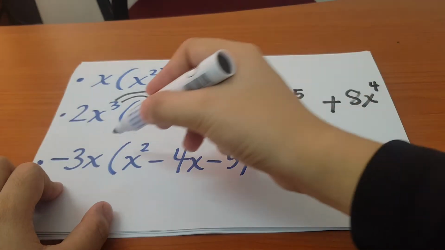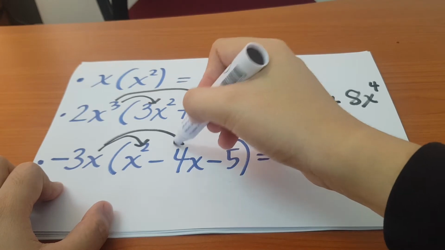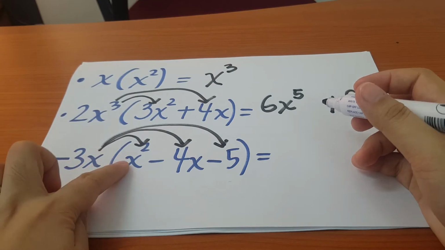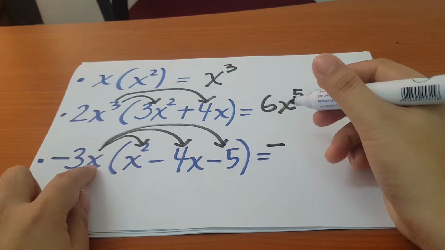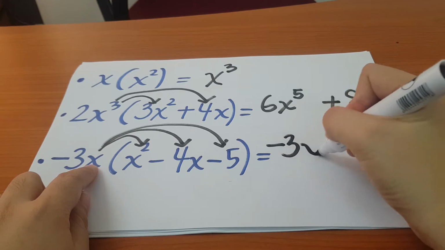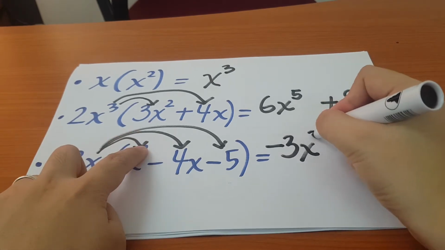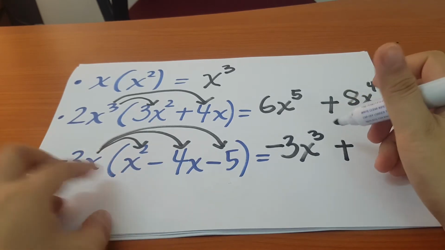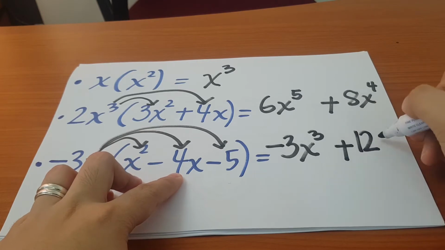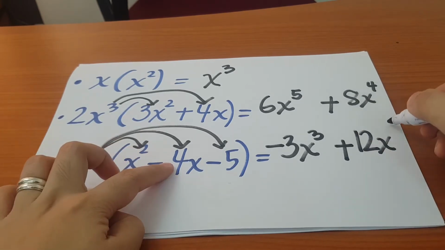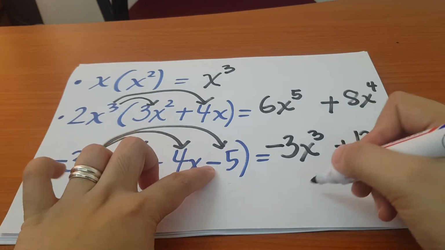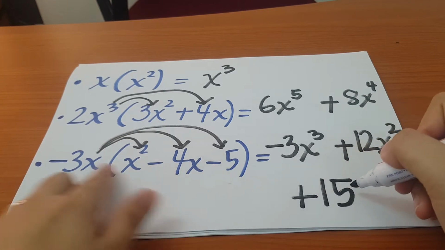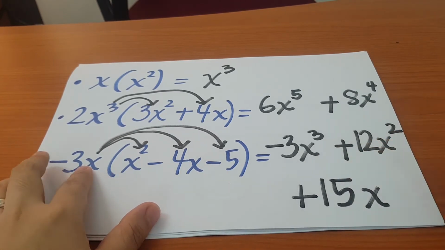This one, the same thing, we will expand the brackets. So negative and positive is negative 3, x power 1 plus 2, 3. Negative times negative is positive. 3 times 4 is 12, x power 2. Negative and negative is positive. 3 times 5 is 15 with x.